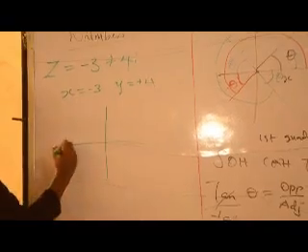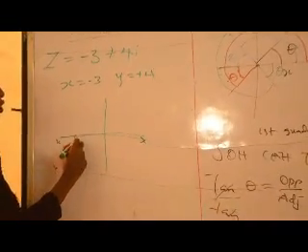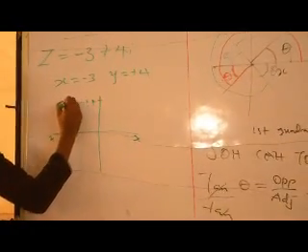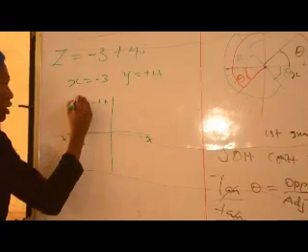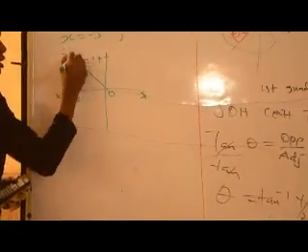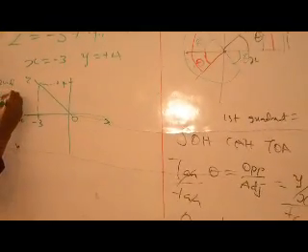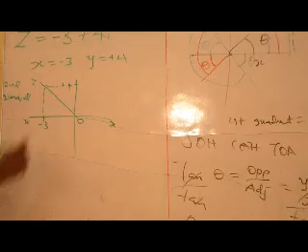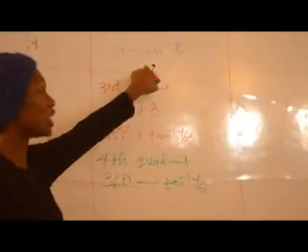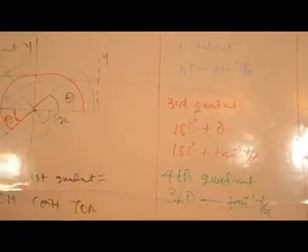Alright, so our x is minus 3. Negative x is at this point. So x is minus 3. And our y is positive 4. So this is our line OZ. Okay? If you can see, this is on the second quadrant. This is on the second quadrant. So we'll be using the formula for calculating the argument on the second quadrant, which is 180 minus tan inverse of y over x. So we'll do that quickly.